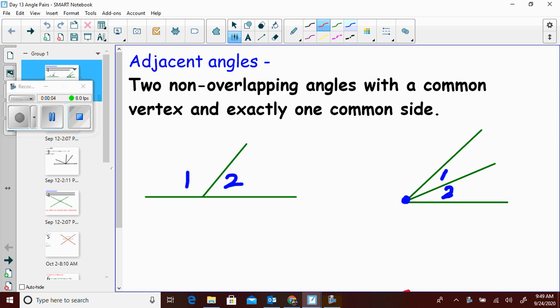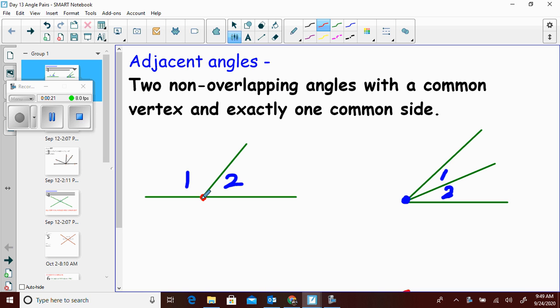Okay, let's look at some more vocabulary. Adjacent angles. Adjacent means next to, right? So two things are adjacent, they're next to. So we have two angles that are next to each other. They're not overlapping, and they have a common vertex.